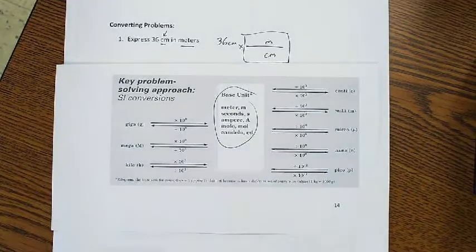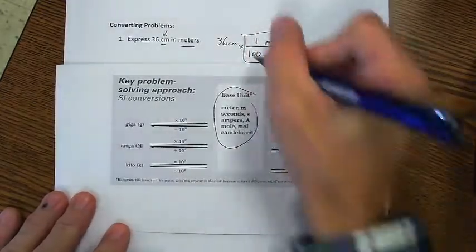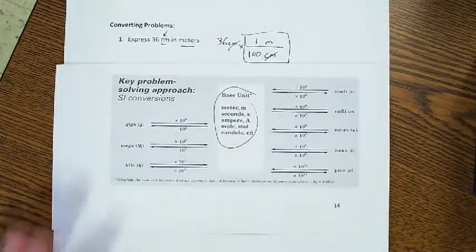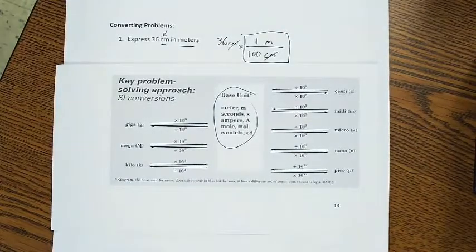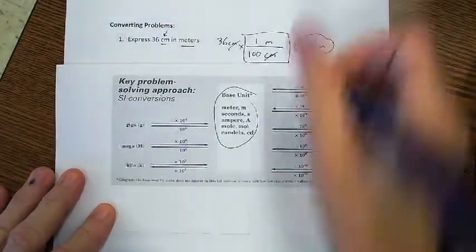So the easiest way to do conversion factors for metric, again, is put a 1 in front of whatever's larger. What's larger, a meter or a centimeter? Meter's larger. There are 100 centimeters in a meter. So 36 divided by 100 to get our answer. So that is 0.36 meters is our answer.